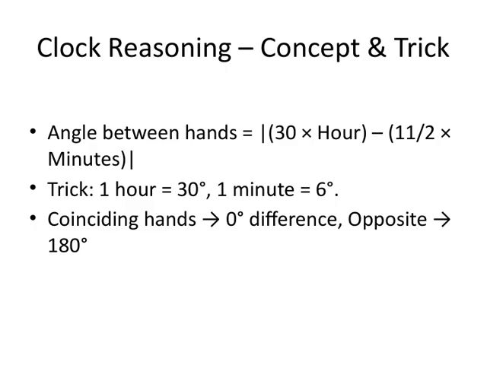When the hands coincide, the angle difference is 0 degrees, meaning they are together. When they are opposite each other, the difference is 180 degrees. This approach simplifies what might seem complicated at first glance and helps us quickly determine the angle at any time. Remember, Varun Vijay, the book's author, emphasizes these concepts because mastering them is essential for tackling clock problems efficiently. So, keep these points in mind, and you'll find solving these types of questions much easier.